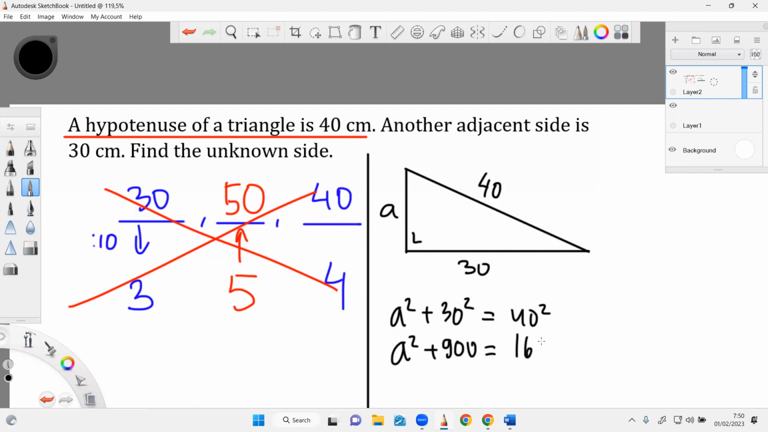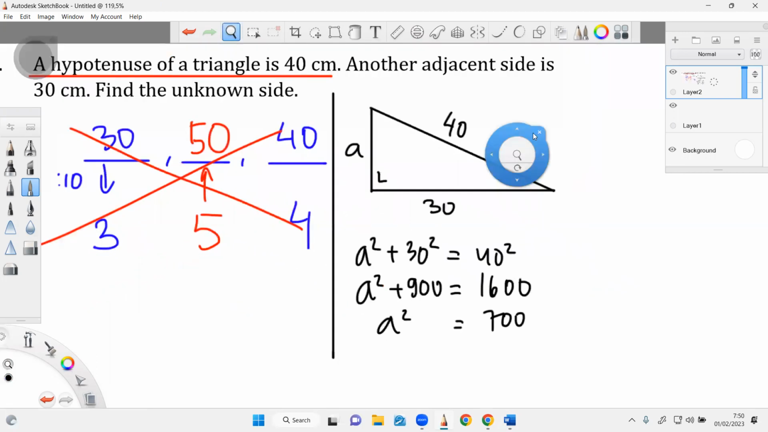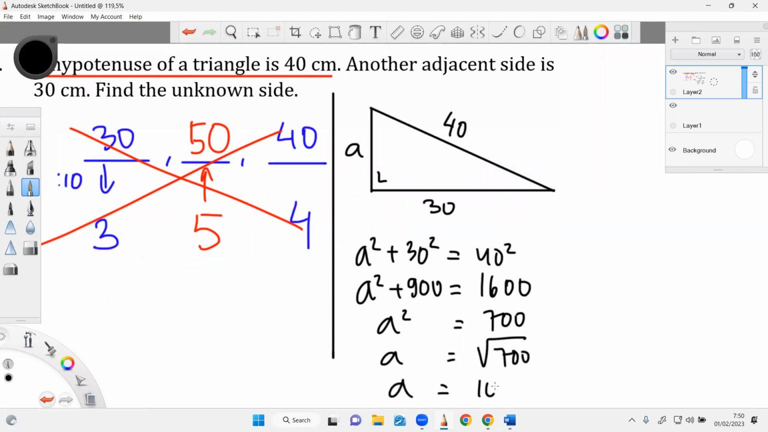30 squared is 900, so a squared is 700, right? You subtract and do the calculation using a calculator. What's the answer, guys? 10 square root 7, or 26.45.